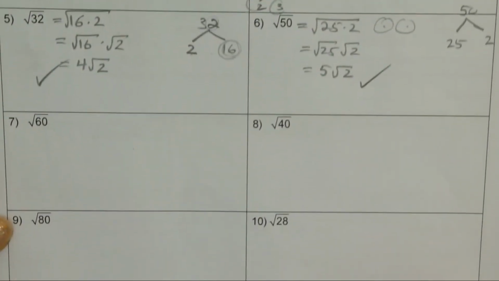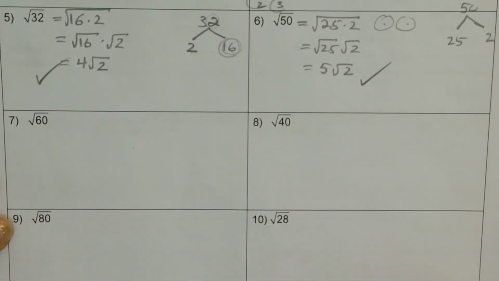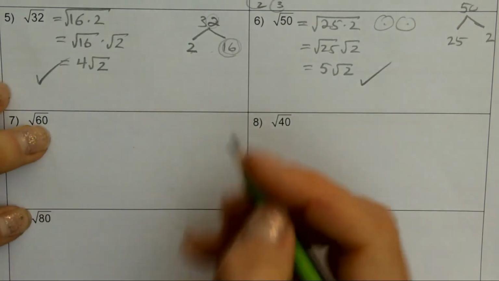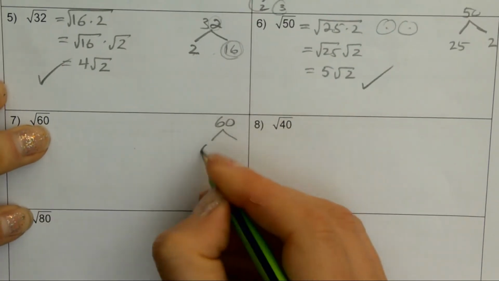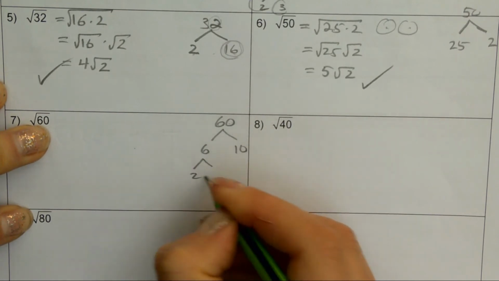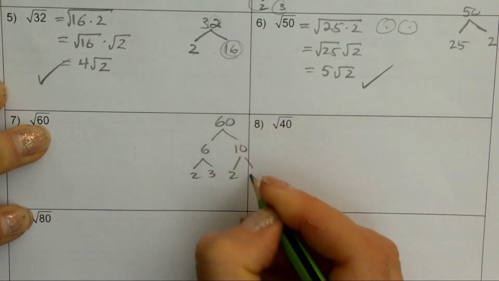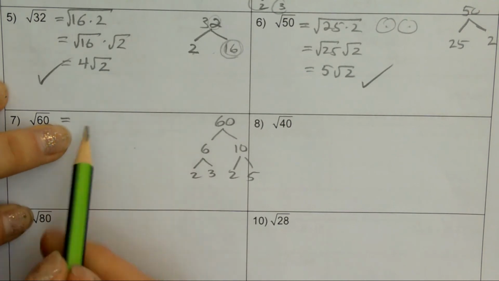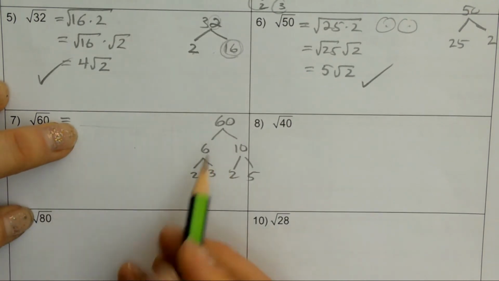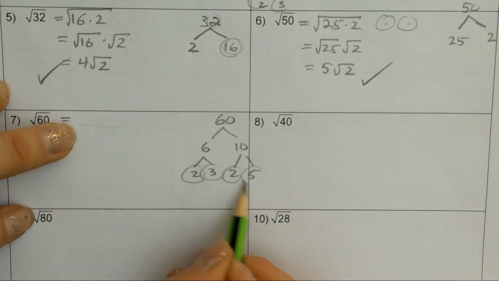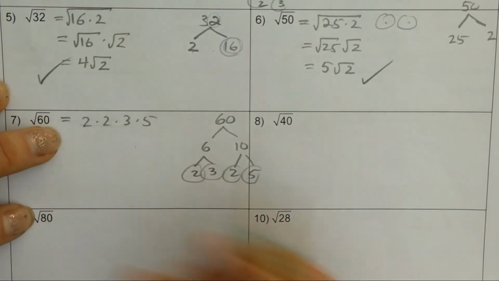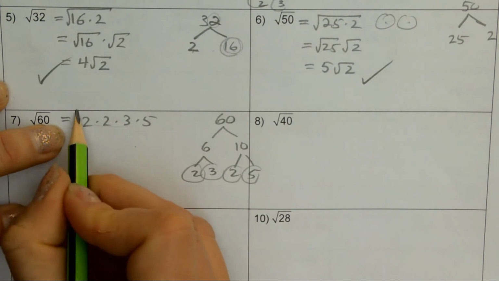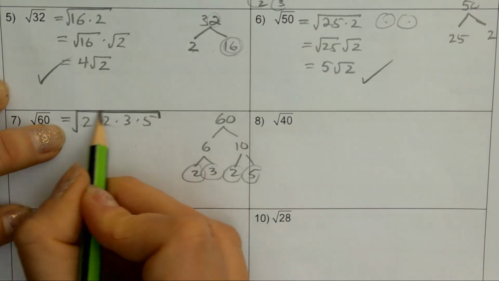Okay. 60. I don't know what's hiding in 60, so let's do it this way. But I know it's 6 times 10. And that would be 2 times 3, and that would be 2 times 5. And we always write the factors small to big. So 2, 2, 3, 5.